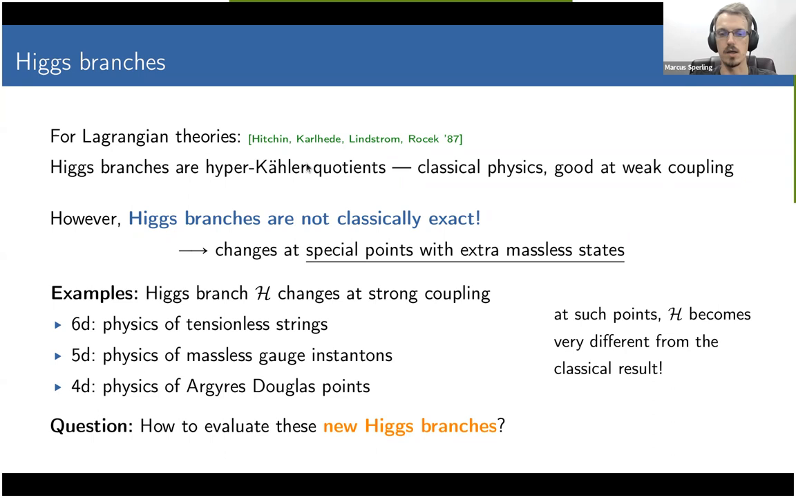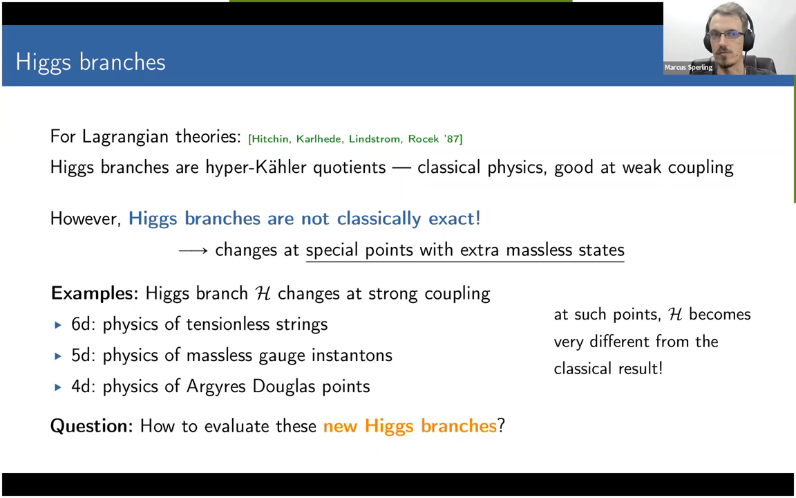are essentially given by computing all the gauge invariant scalar operators that live in a hypermultiplet, and then you look at the geometric space. This turns out to be a very nice geometric object, a hyperkähler quotient. And we simply need classical physics because it's protected from quantum corrections. That is the very beautiful story for these Lagrangian theories.